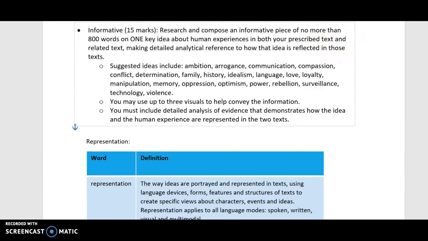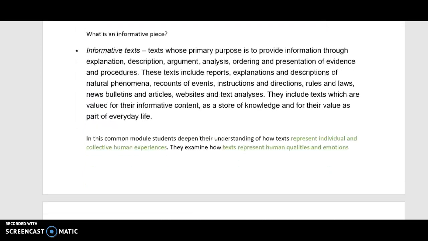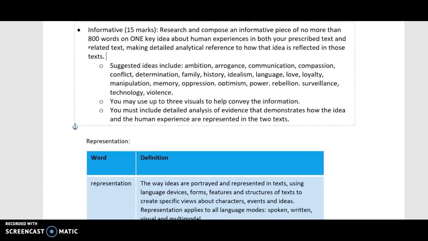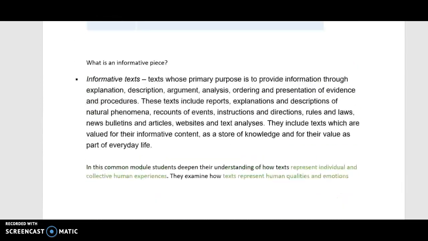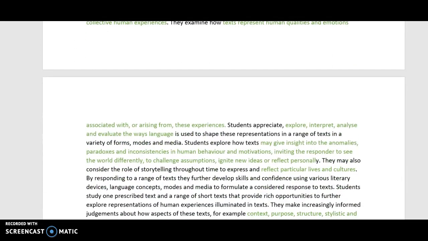I hope that helps. If you have questions about your texts themselves, you need to see your teacher. This is quite an in-depth look at what is an informative text and how to start looking at how to answer the question. Okay, the next one, we're going to move on to discursive.